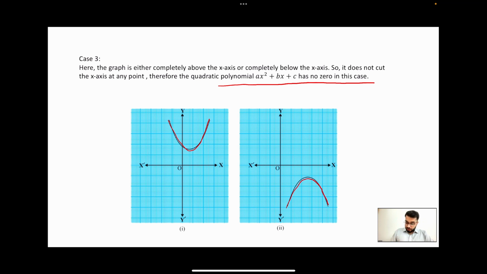So in case 1, if you remember, we had two zeros. The graph touched at 2 points. In the second case, we had 1 zero. The graph touched at exactly 1 point. And in the third case, we have 0 zeros. So the graph is somewhere above the x-axis. So these are the three cases that are possible in the graph of a quadratic polynomial.